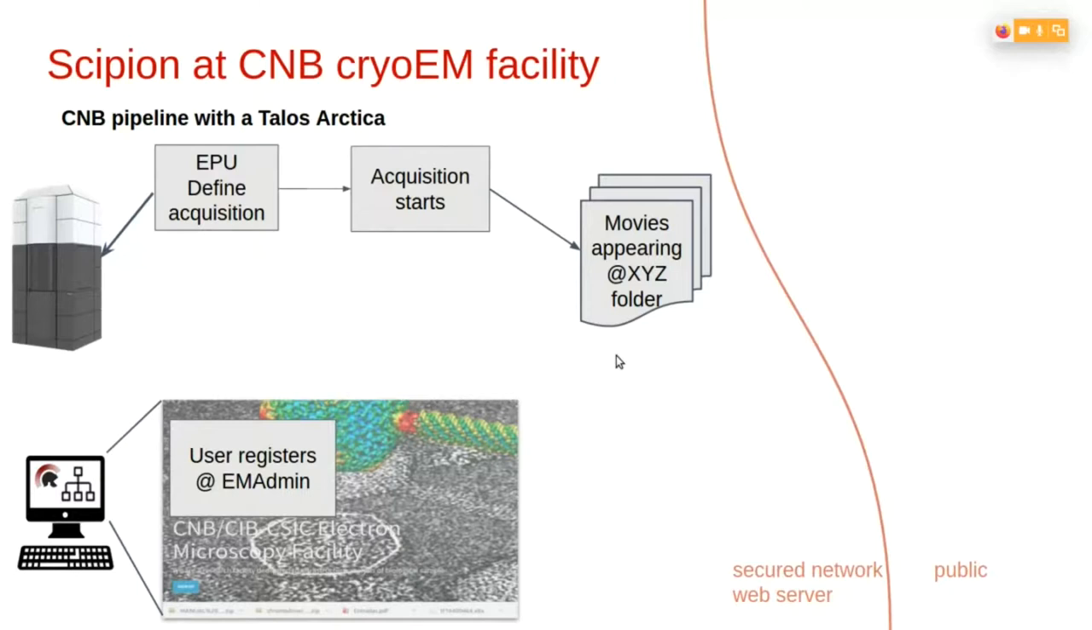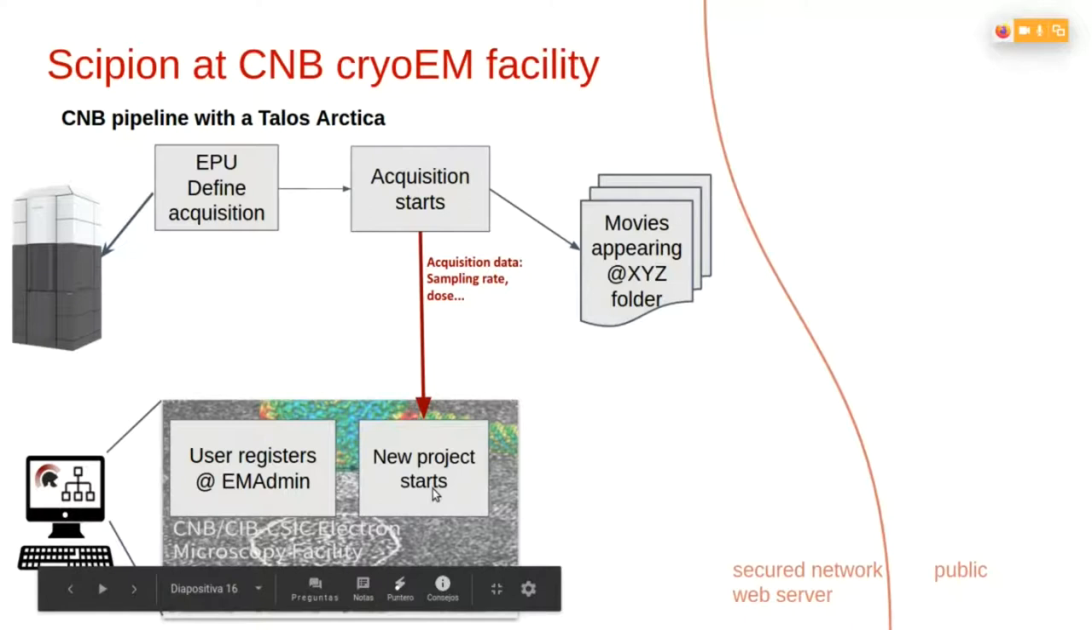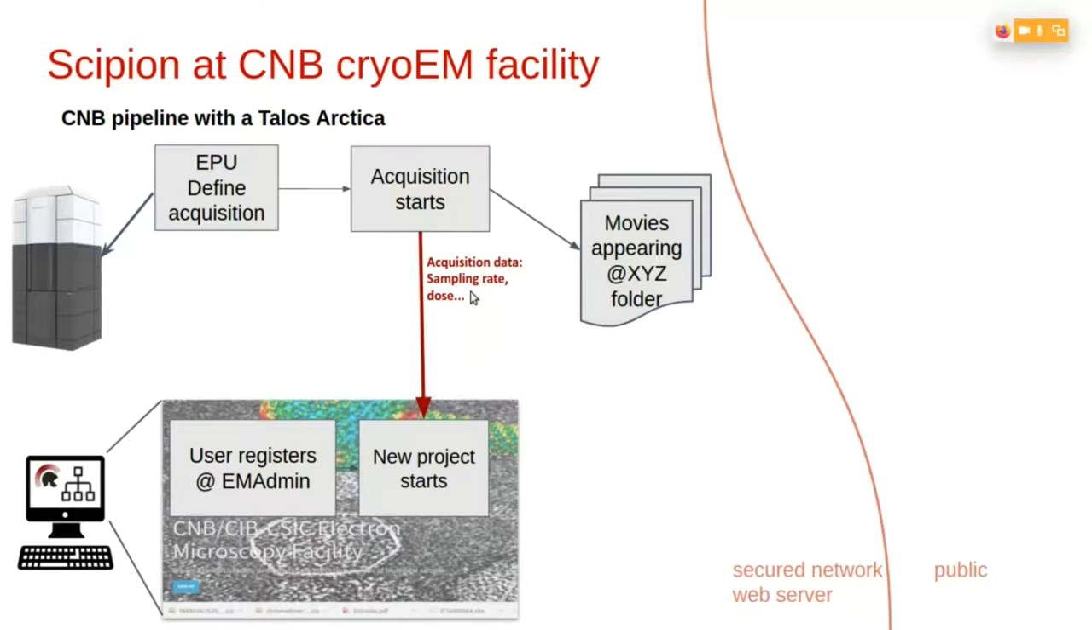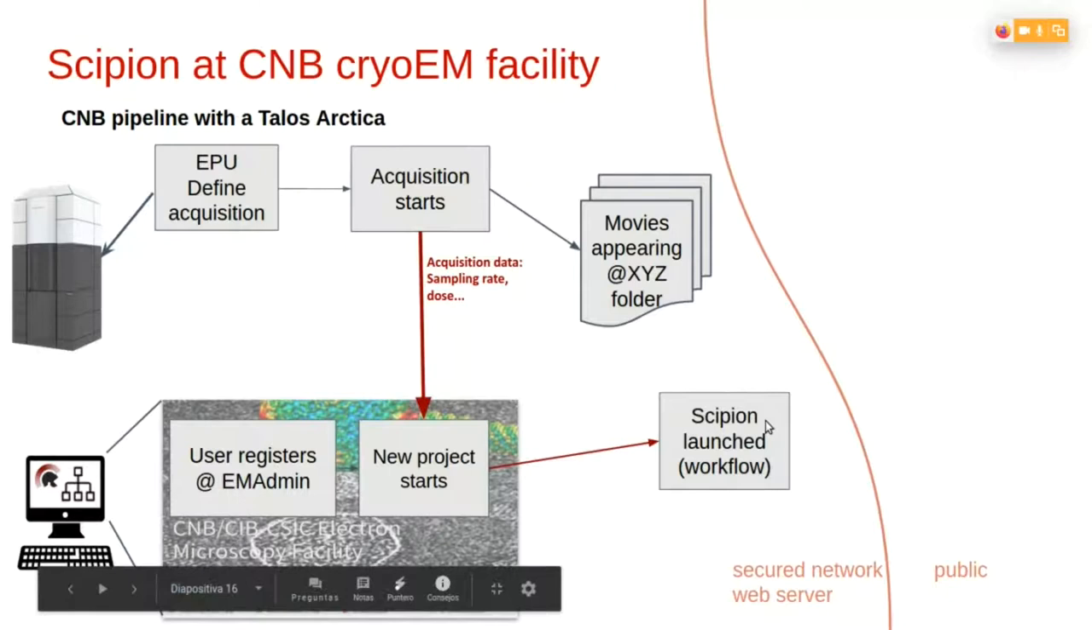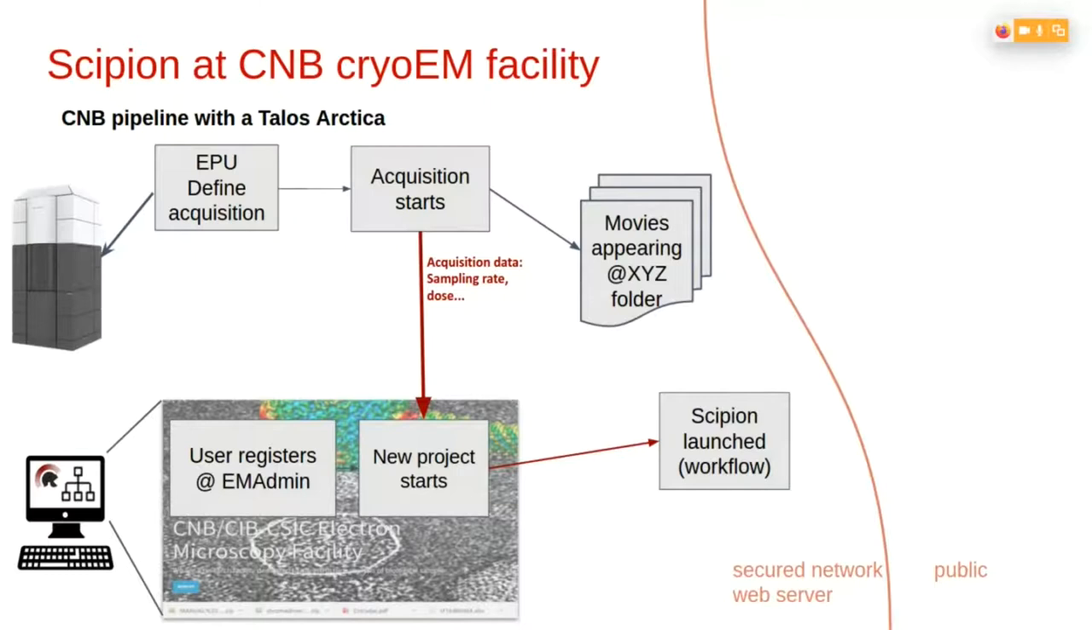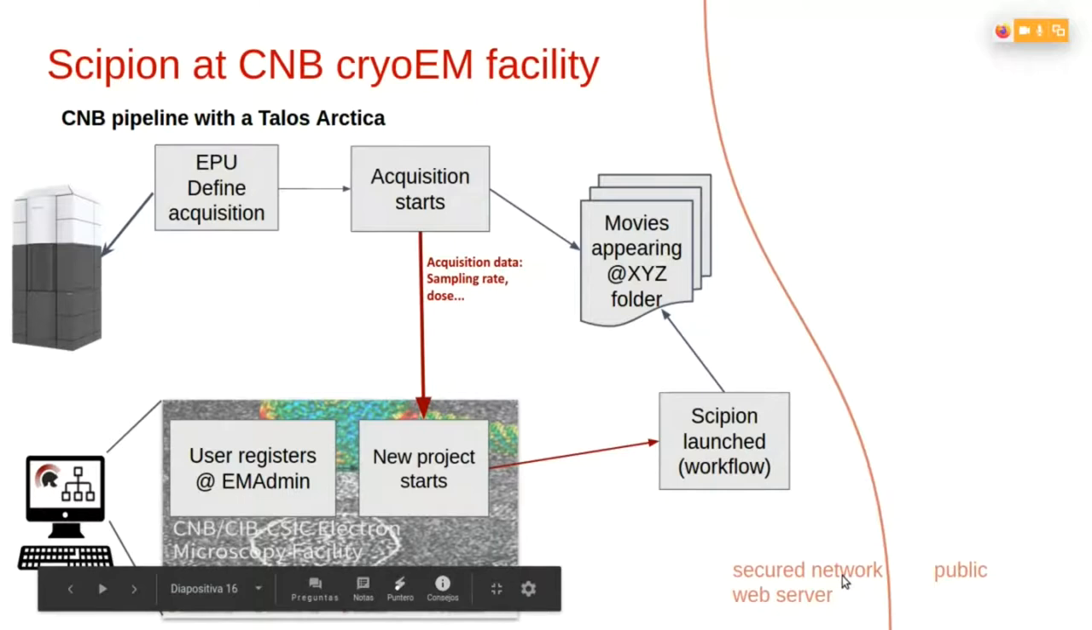At that moment, EMAdmin generates the project according to the user's data and the user selection of the workflow, and also takes the acquisition data like the sampling rate, the dose per frame, and so on. So in this way, a project is created like Marcos showed you just before in the demonstration, and then it starts processing the movies. And as you can see here, all this happens inside the local network. But at this point, we create the summary monitor, the HTML report, that can be published at a public URL, and then the acquisition can be followed using a regular browser via a web page.